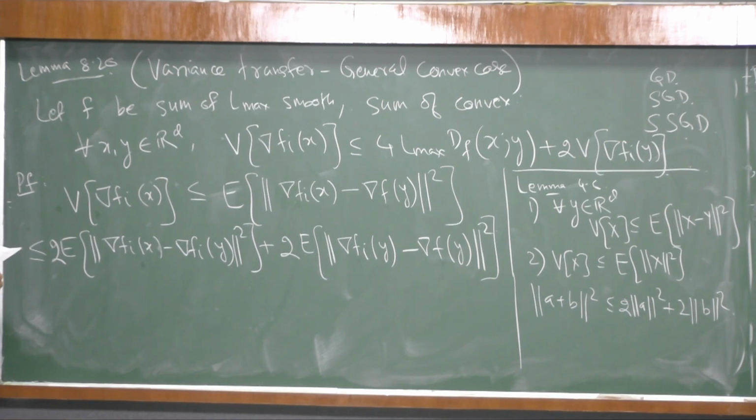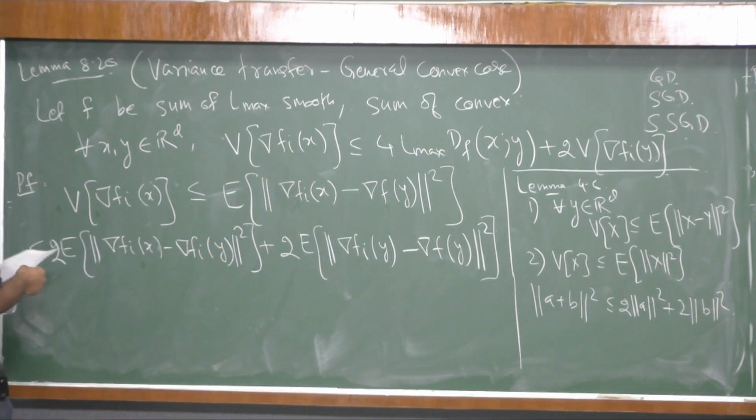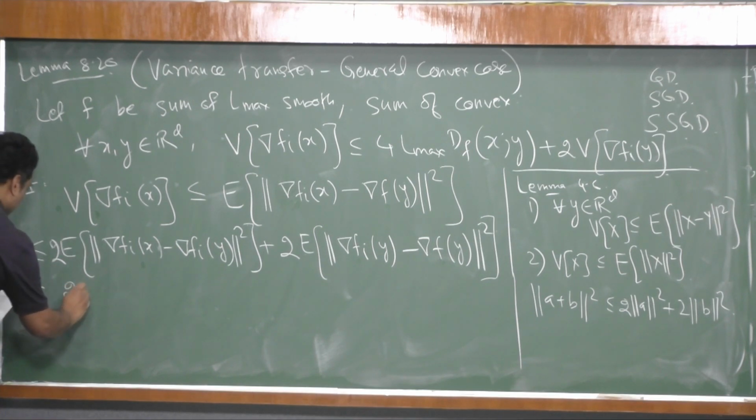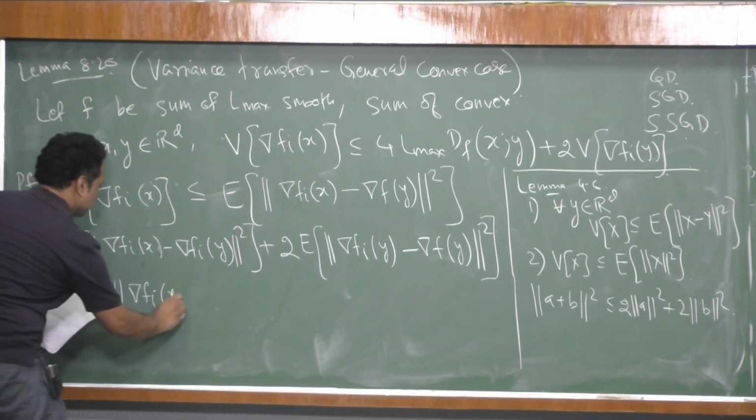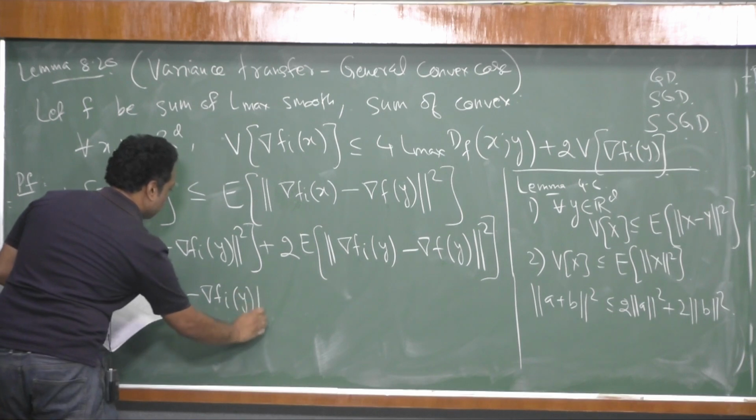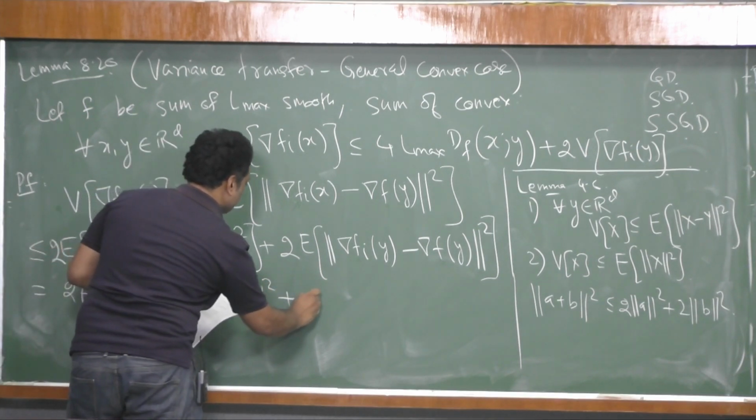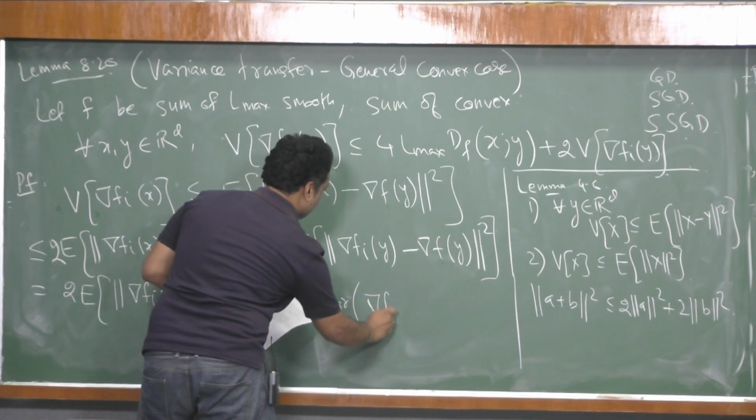We will see this as a variance then, because that's the definition of variance, expectation of x minus mu whole square. So that's fine. So this will transform to variance. This we keep for the moment, let's say. So this is equal to expectation of norm grad fi x minus grad fi y plus 2 variance of grad fi y.